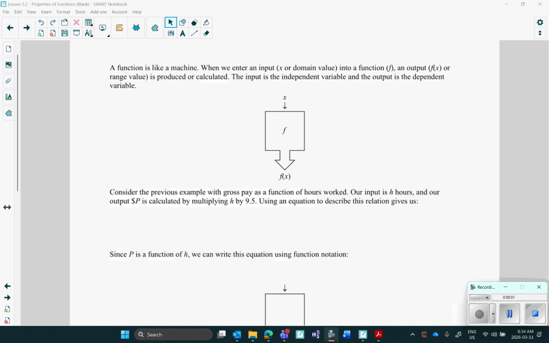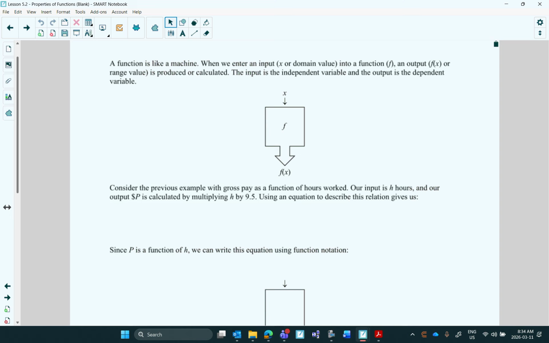Okay, so we've been talking about functions, which is a special type of relation where the domain, or the x values, don't repeat. And we've been talking about relations and functions. We can show them using ordered pairs. We can show them using a graph. We can show them using a table. We can show them using an arrow diagram.